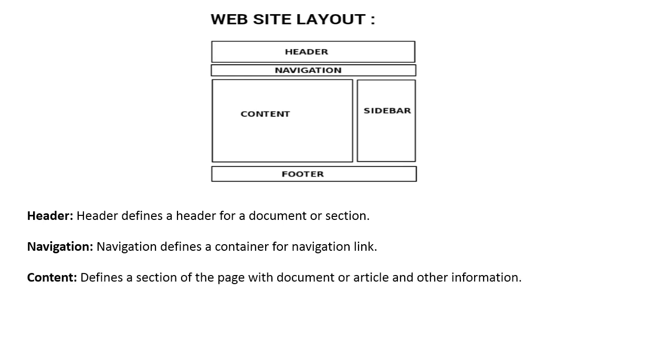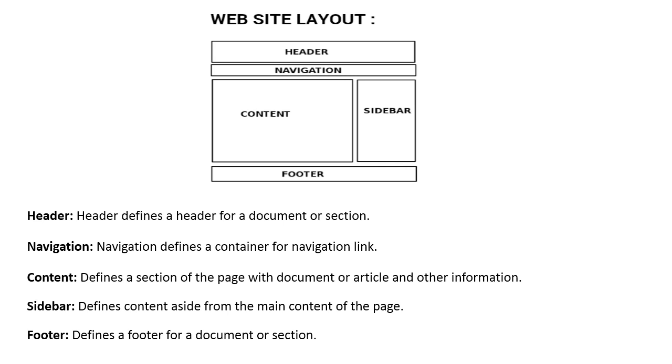Then the next one is content. Content defines the section of the page with documents or articles and other information. The other side is the sidebar. It defines content aside from the main content of the page. You can see the sidebar is a little bit smaller than the content. Then the other one is footer. It defines a footer for a document or section. That footer is where your copyright is, or your sponsors, and many others, your contact and your address might be.